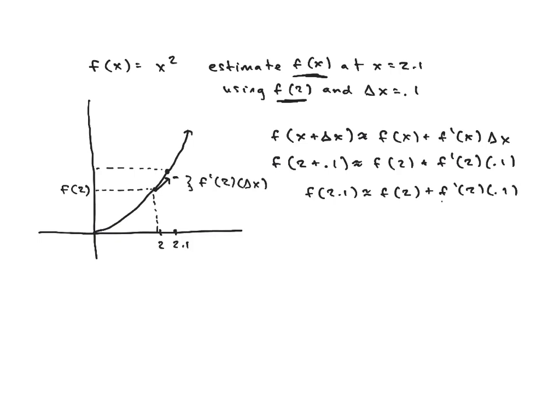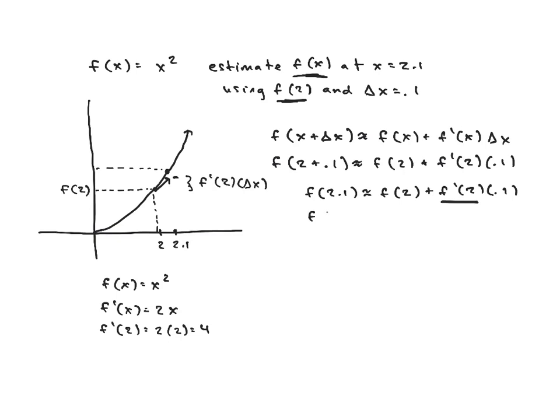All right, so I still need to figure out what f prime of 2 is. So I'll say that since f of x is equal to x squared, if I use the power rule, that says f prime of x is equal to 2x, so f prime of 2 is going to be equal to 2 times 2, which is 4.